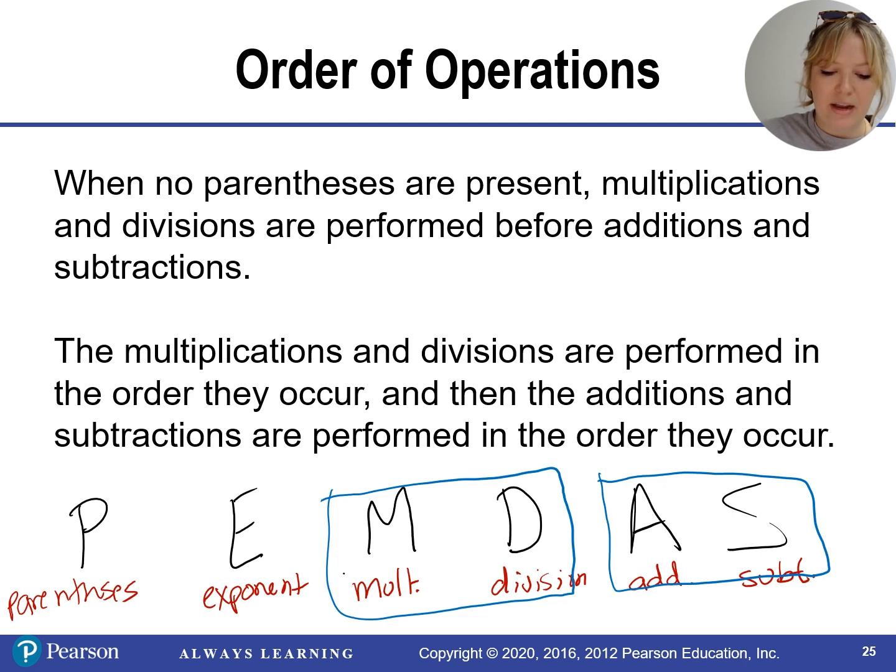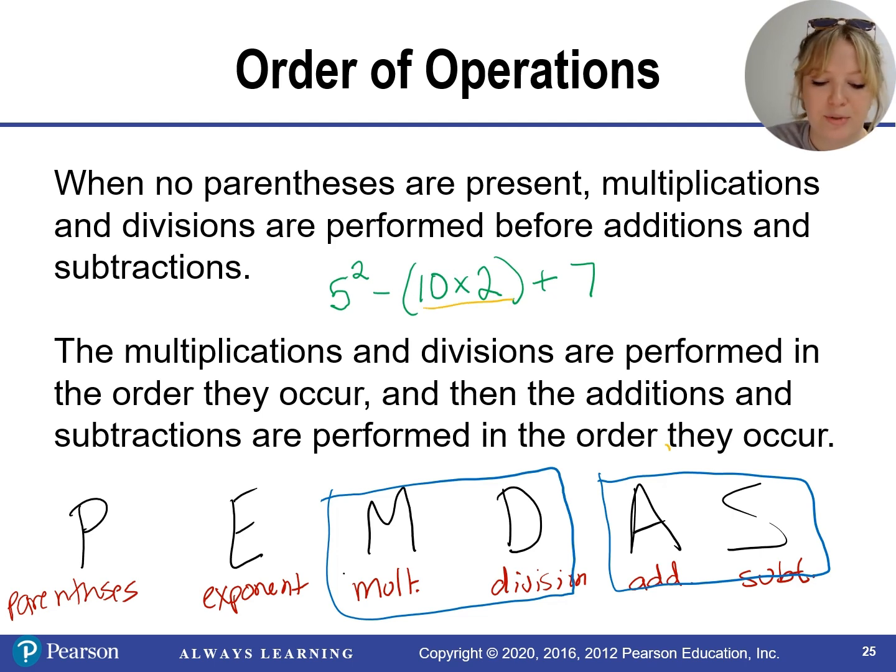So for example, if I had 5 squared minus (10 times 2) plus 7, then the first thing I would do is the parentheses. I would do 10 times 2 in the parentheses. So that gives me 5 squared minus 20 plus 7. Then I would do my exponents, my 5 squared, 25 minus 20 plus 7.